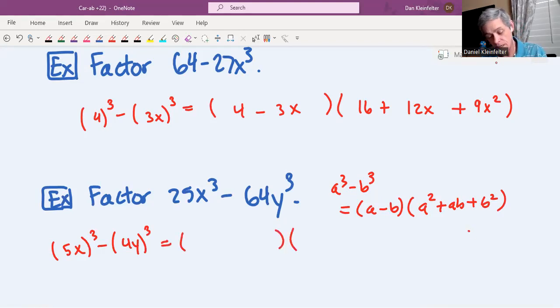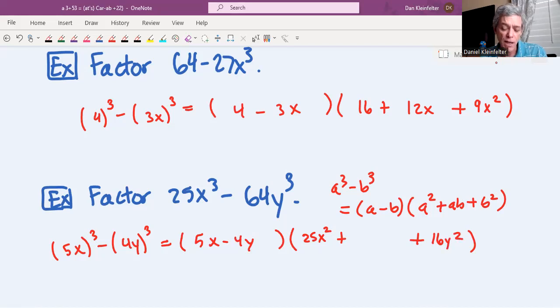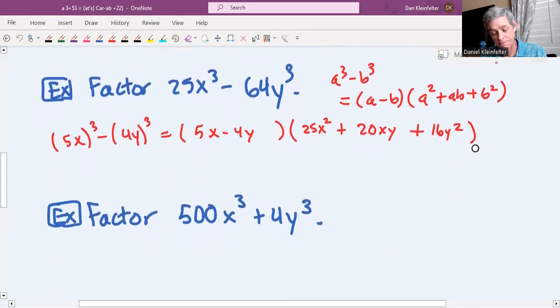We'll have a binomial times a trinomial. Our binomial will be just the difference of the two things, 5x and 4y. The pattern for the signs is same, opposite, always plus. Then in the front, we'll have 5x squared. That's 25x squared. In the back, we'll have 4y squared. That's 16y squared. And then in the middle, we'll have the product of the two things. So that's 20xy. Okay, that will do it.